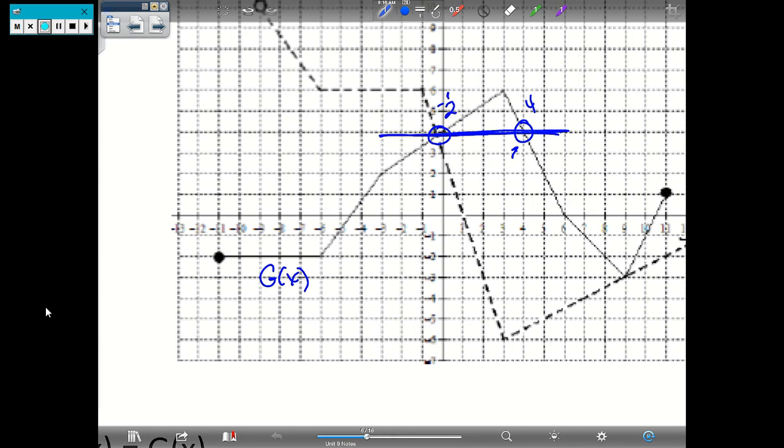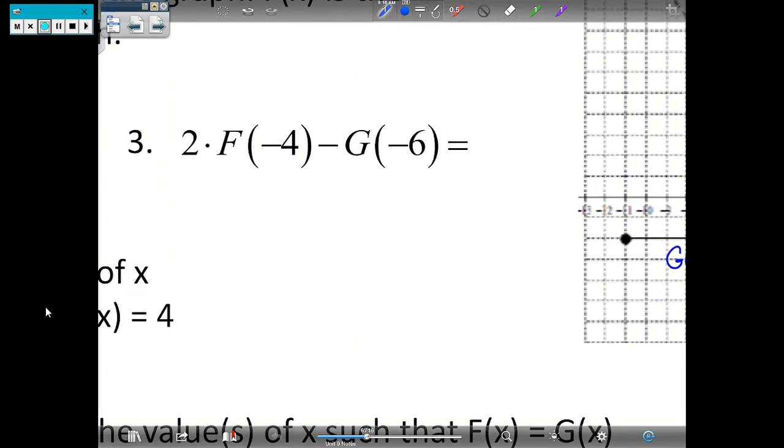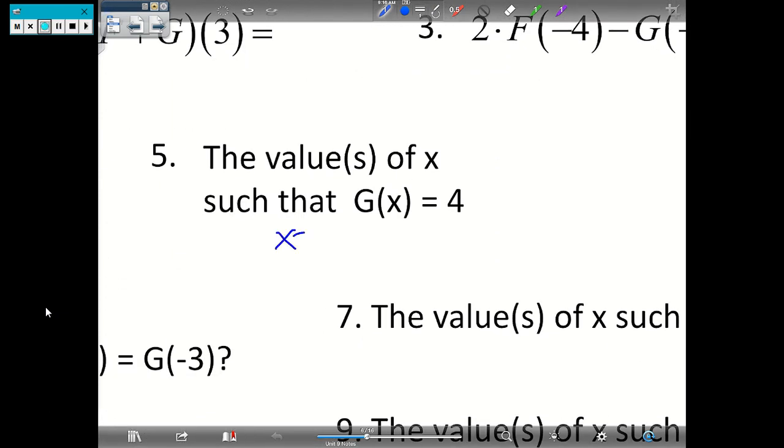Okay, so our answer where they're the same is going to be where x is negative 1/2 and 4. So you'll just be interpreting your graphs that way. Number 6, a little bit more abstract.